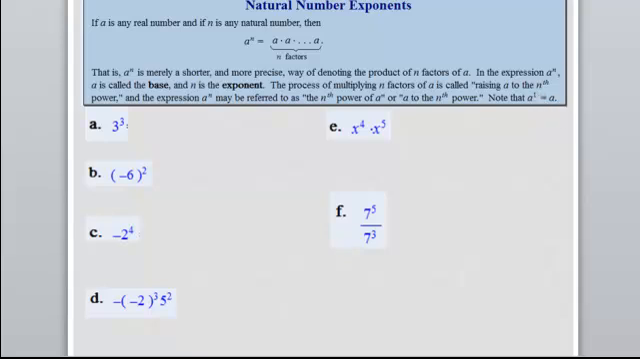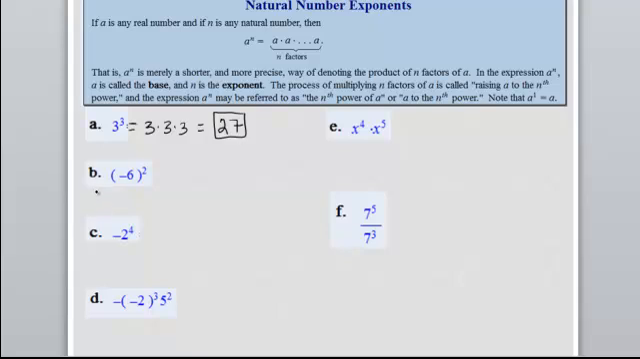Well, let's put this to use. 3 to the third power, also known as 3 cubed, will be 3 times 3 times 3. Well, 3 times 3 is 9, and 9 times 3 is 27. So 3 cubed will be 27.